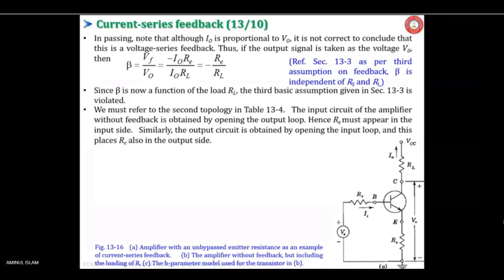Note that although IO is proportional to VO, it is not correct to conclude that this is a voltage series feedback. Thus, if the output signal is taken as the voltage VO, then beta equals VA by VO. And what is VA? The voltage due to the current through this. Feedback is this much, na? Voltage feedback is at this level. I have written this.